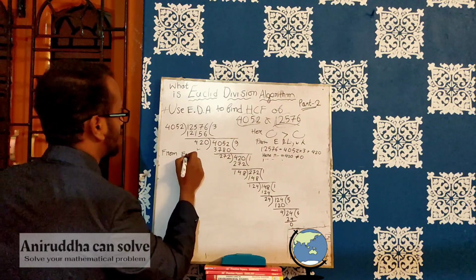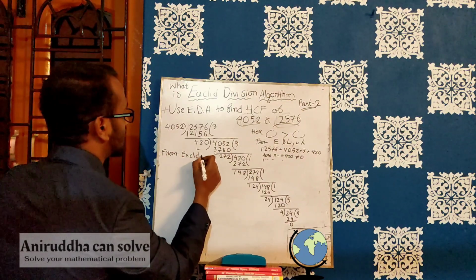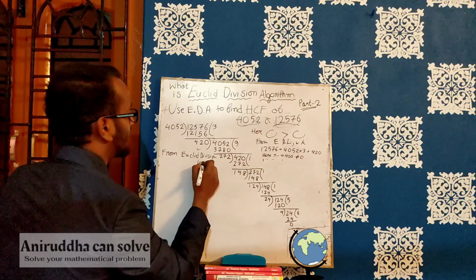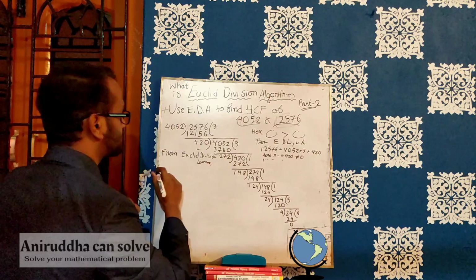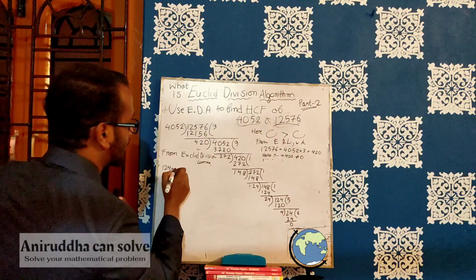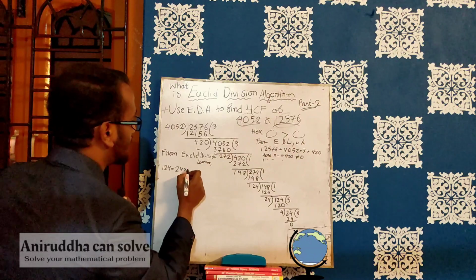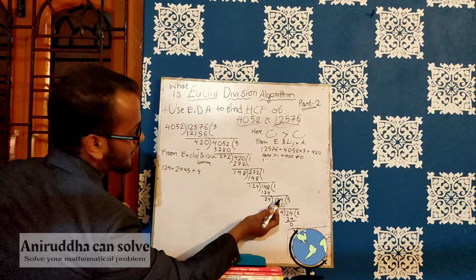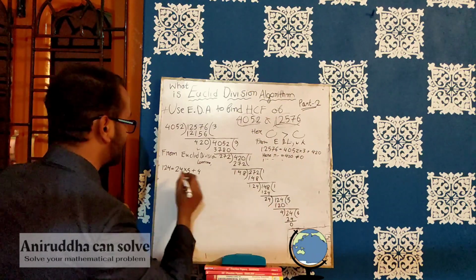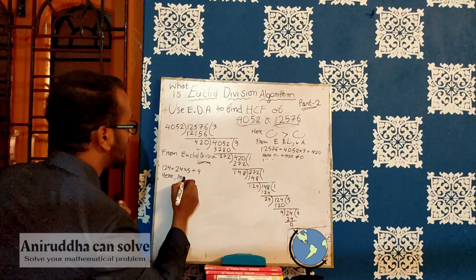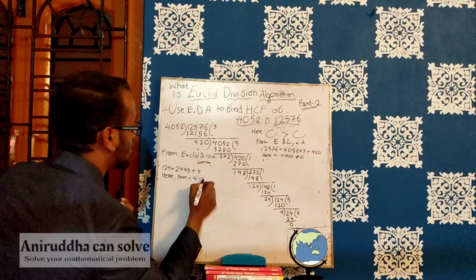from Euclid division lemma, from this one, 124 is equal to 24 into 5 plus 4. Okay, so 124 is 24 into 5 plus 4. Here the remainder is equal to 4, not equal to 0.